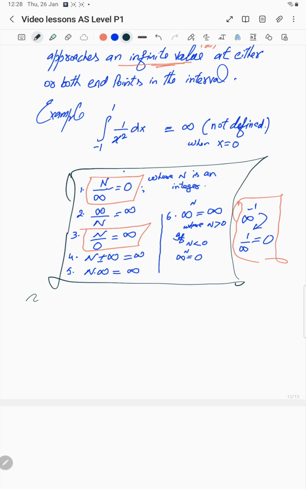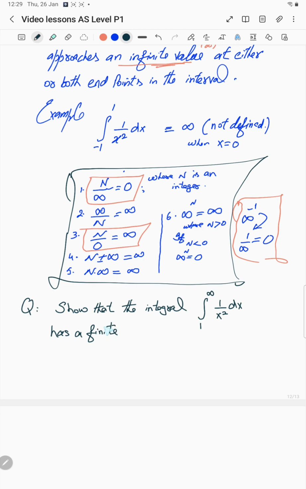I'm going to write a question for you. Question: show that the integral from 1 to infinity of 1 over x square dx has a finite value. First thing we need to show this, and number 2, find the finite value. Okay, this is the question.